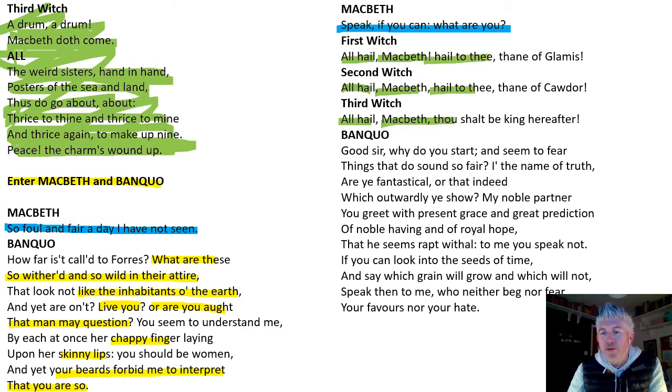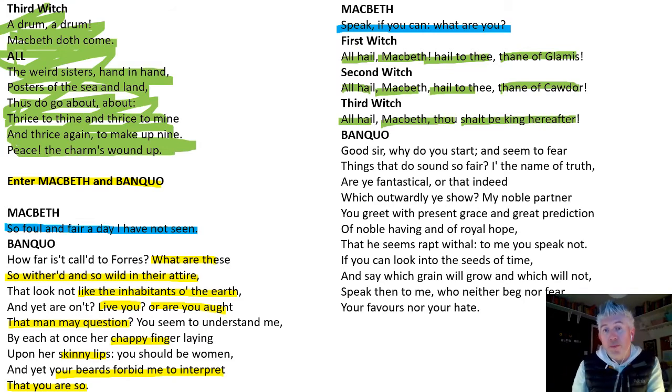But you'll notice that what they say is to do with his status. So Thane of Glamis is the job title, the position, the status that he currently possesses. There's the Thane of Cawdor, which we know because we saw Duncan talking about it. Macbeth is going to become the Thane of Cawdor. And then the third one, "shall be king hereafter," which is the witches telling Macbeth that he's going to be king in the future. Hereafter just means after here, after now.